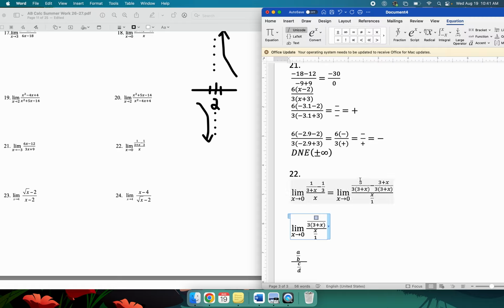When you combine these two fractions, your new numerator is supposed to be this numerator minus this numerator. What a lot of people will do is they'll just write 3, which is this numerator, and then they'll write a minus sign, and then they'll write this numerator, 3 plus x. That is actually not quite right. Let me repeat what I said. We're trying to do this numerator minus this numerator.